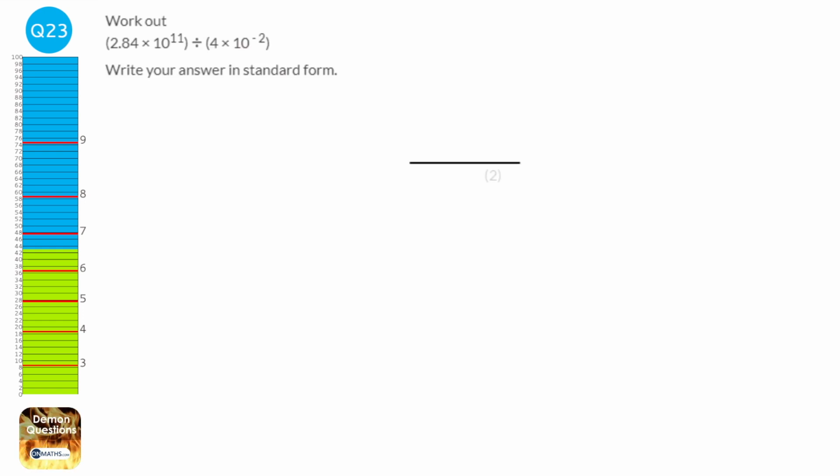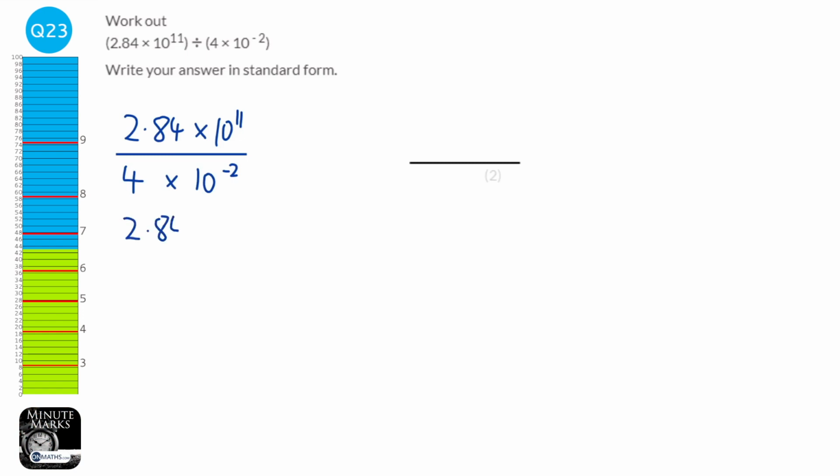So we can write this as a fraction. So it would be 2.84 times 10 to the power of 11 over 4 times 10 to the power of minus 2. What we can do is split this up into 2 fractions. So 2.84 over 4 times 10 to the power 11 over 10 to the power of minus 2. Okay, so we're going to start by doing 2.84 divided by 4.